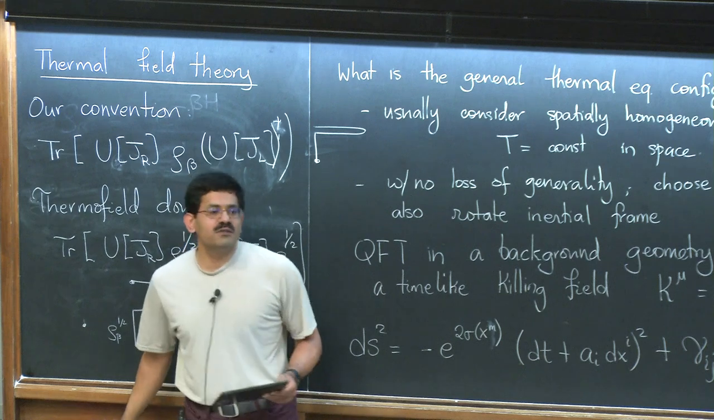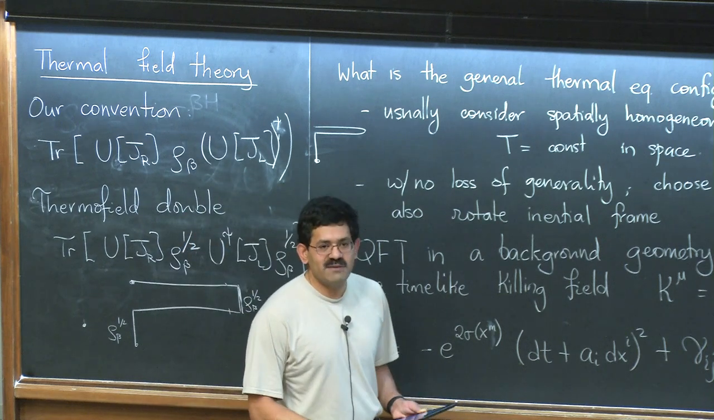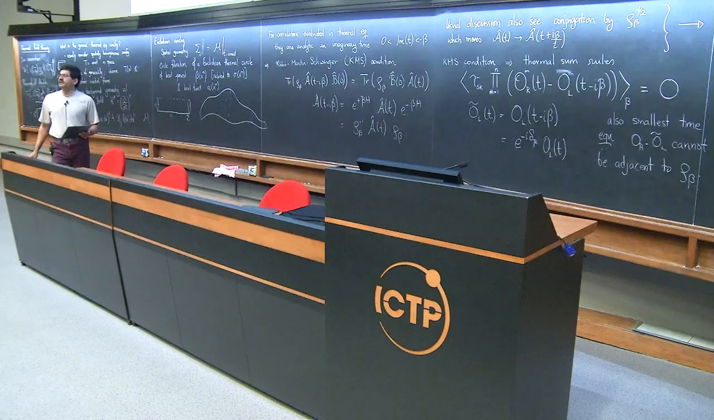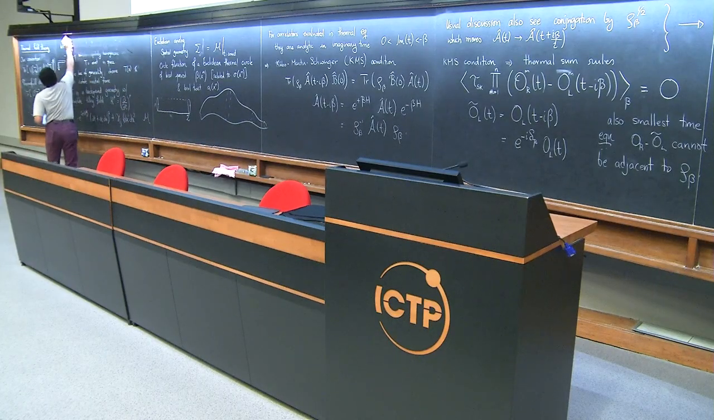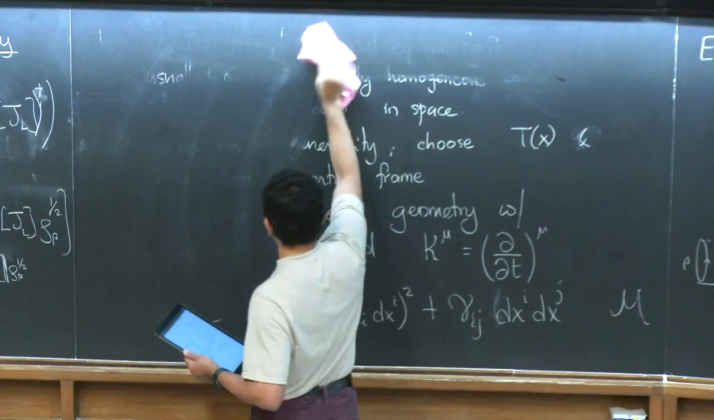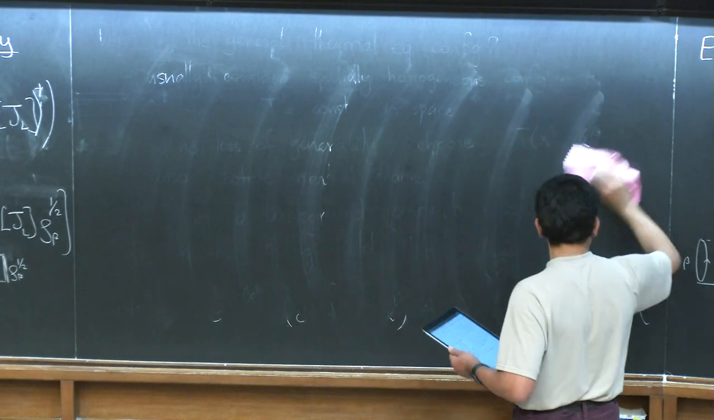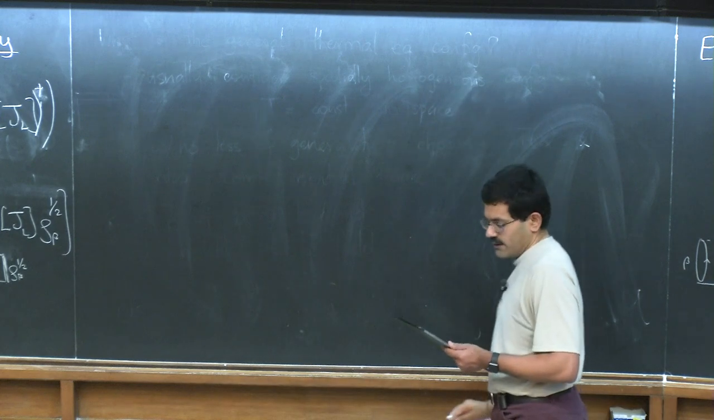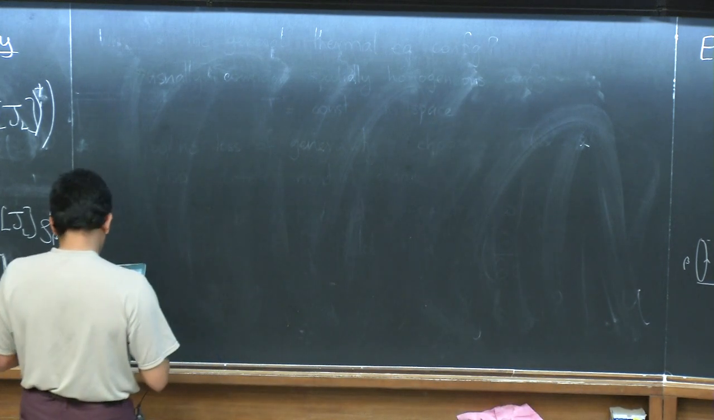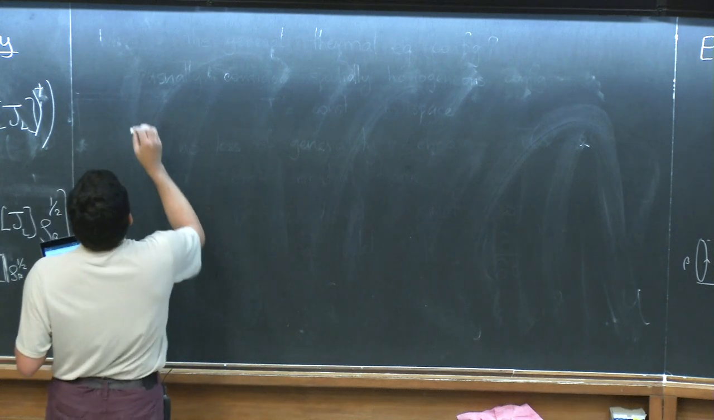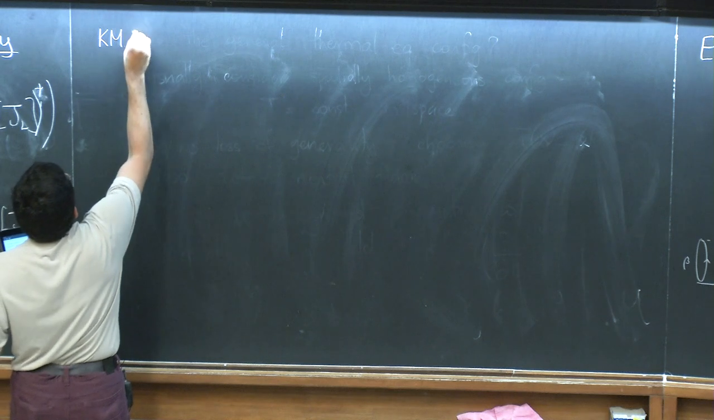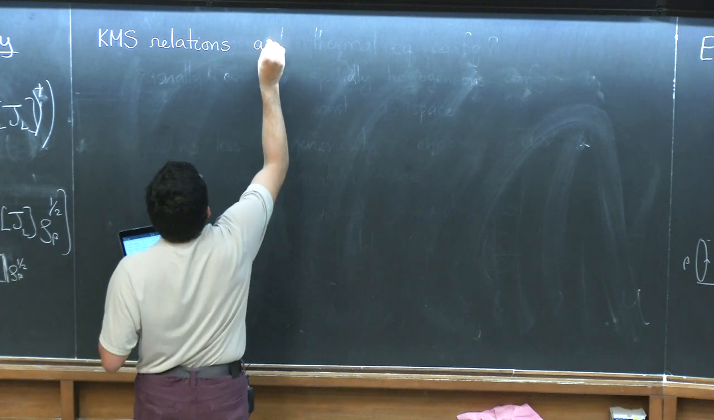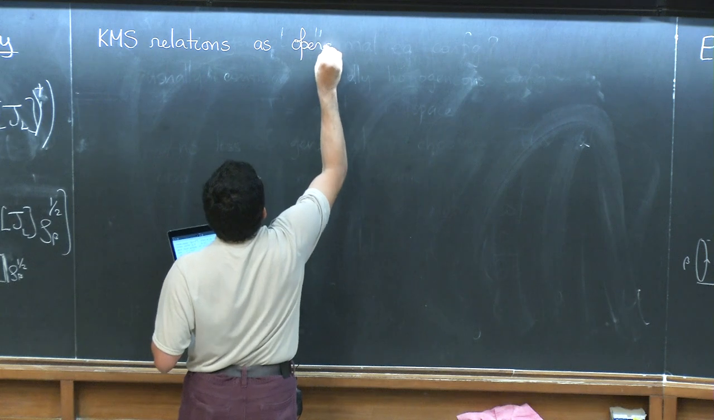Okay, so I want to now do the same thing I did yesterday of trying to encode these relations in a useful form that will let me do the low energy physics. So let me do that. And again, I won't go through the derivation in any great detail. Let me make some assertions, tell you that they are useful, and then explain why I need them for what I'm going to do next. Okay. All right. So we'd like to understand the KMS statement as some operator algebra statement.